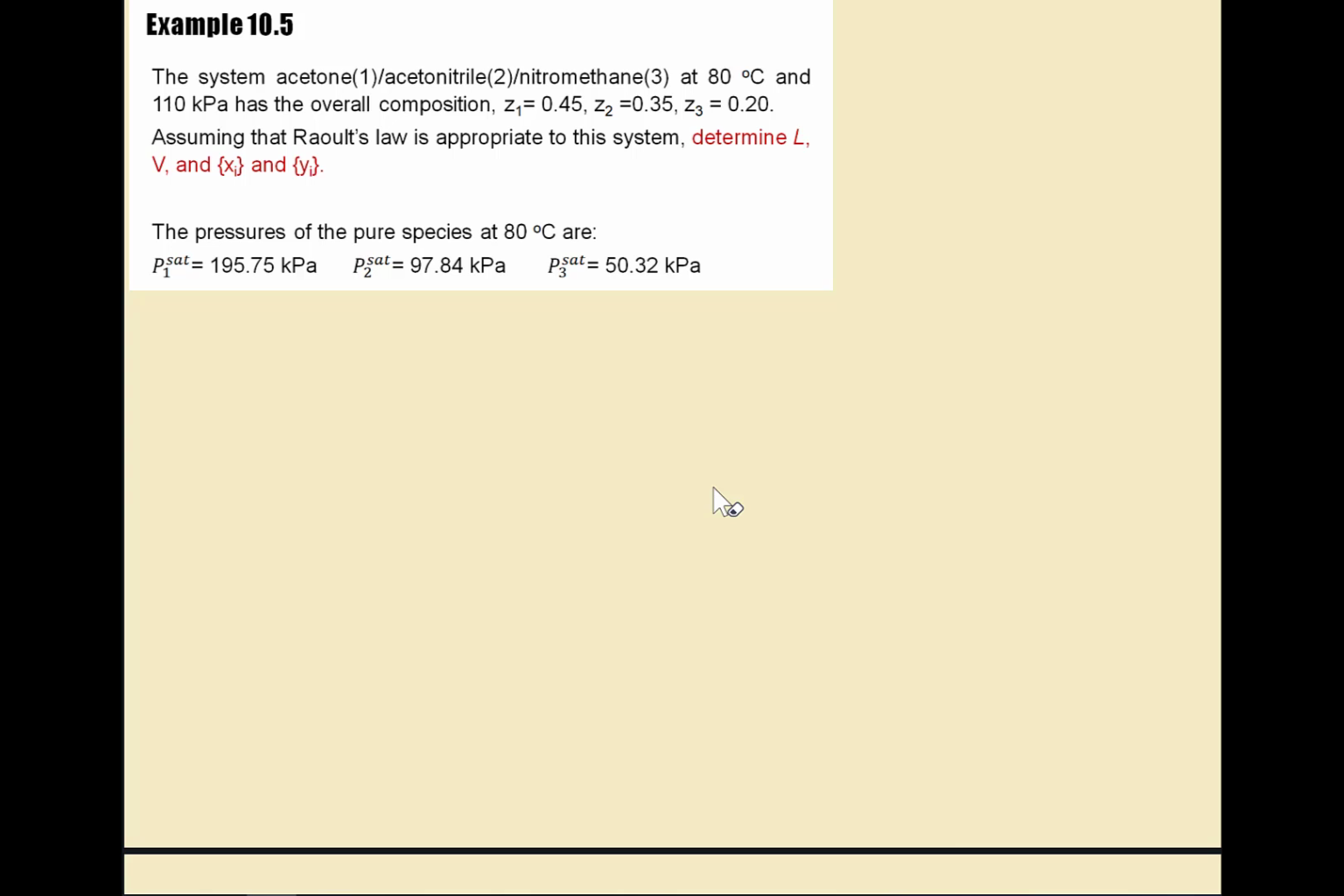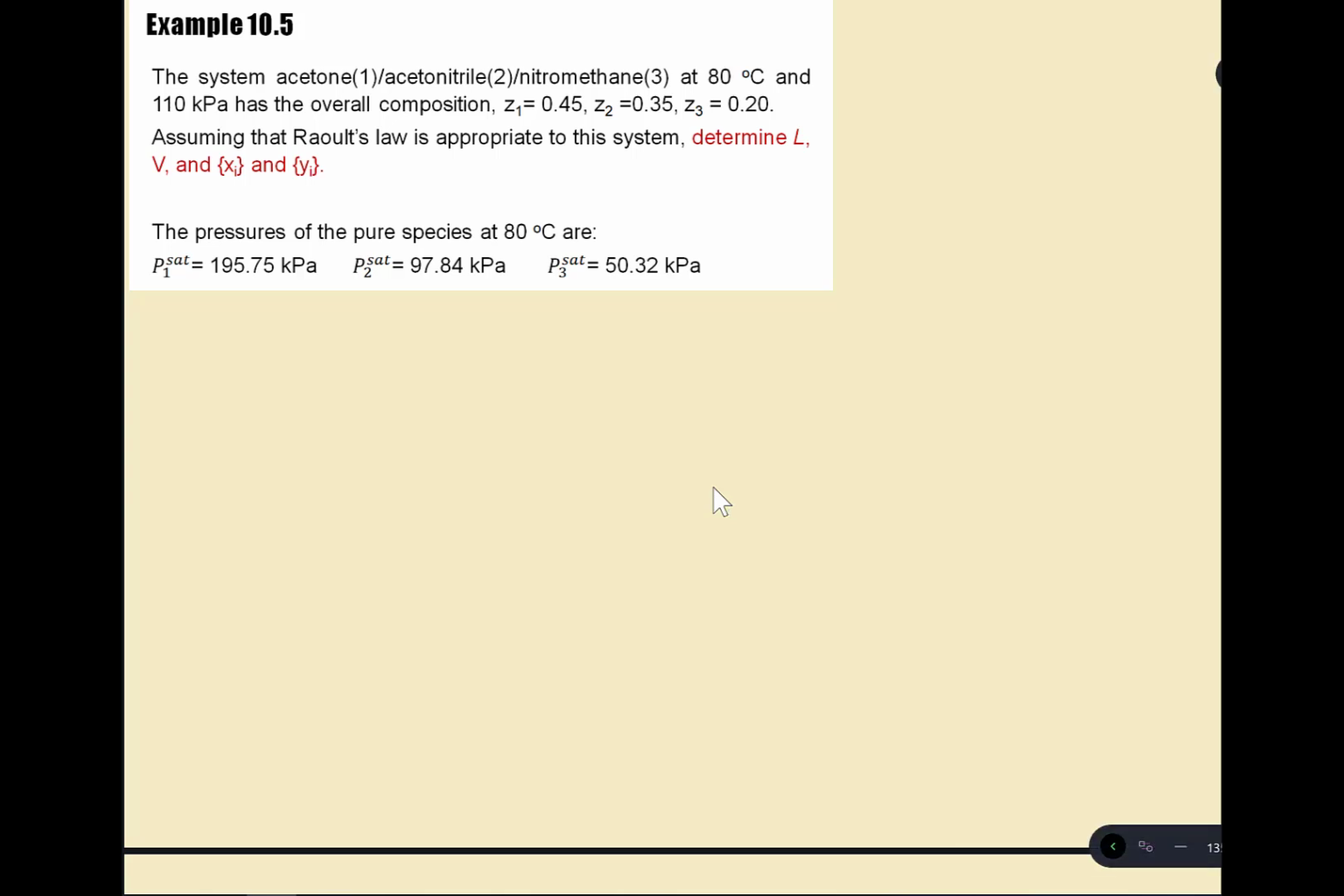In this case, it's saying assume that Raoult's law is appropriate to this system. When you hear that, it means k can equal p sat over p. Determine L, V, xi, and yi. The pressures of the pure species at 80 degrees Celsius are given here. If the pressures weren't given, then you can use Antoine's equations to find them: given a certain temperature, you would calculate it and use it.